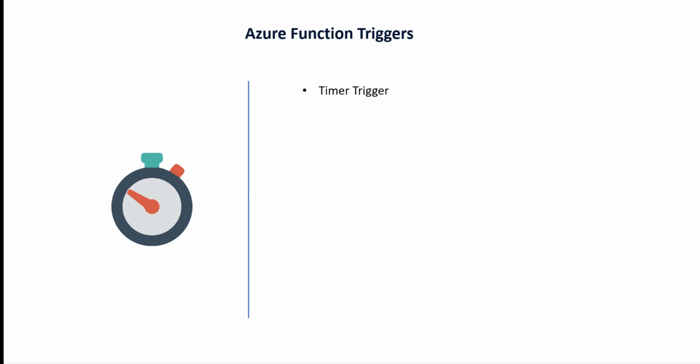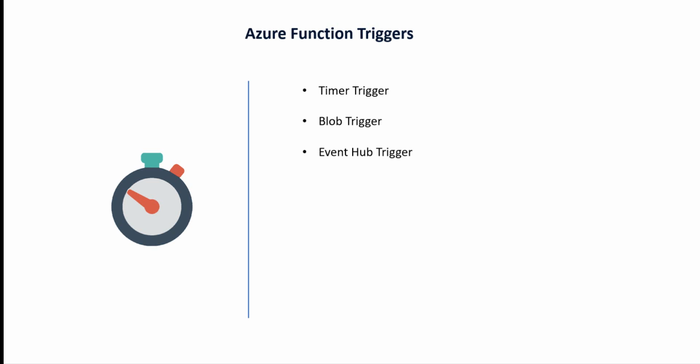A timer trigger is called on a predefined schedule. We can set the time for the execution of the Azure function using this trigger. A blob trigger will get fired when a new or updated blob is detected. The blob content is passed on as input of the function.